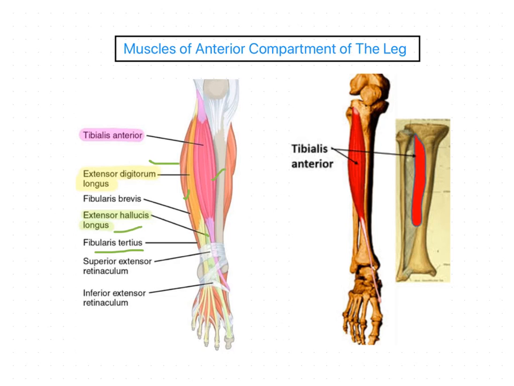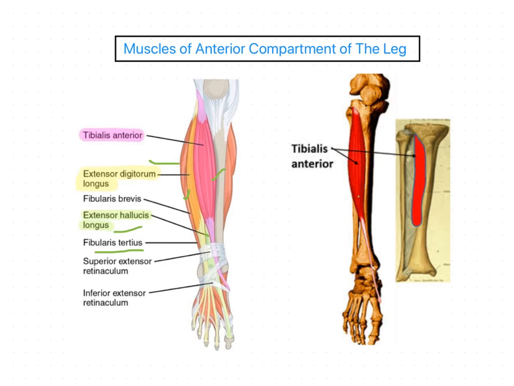So these are the four muscles present in the anterior compartment of the leg, and now we are going to discuss its origin, insertion, nerve supply and action. Okay, tibialis anterior. It has a spindle shaped belly with multipennate fibers. So this is the tibialis anterior.